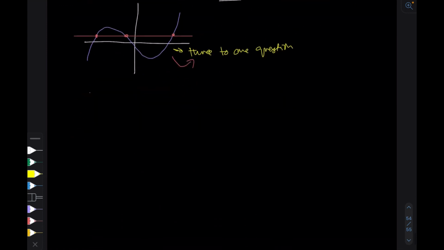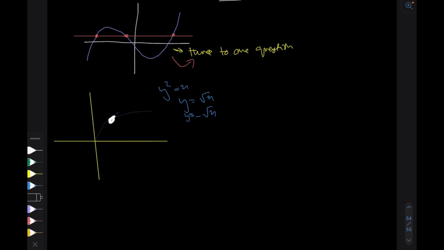And the last type of graph, which is not really a function, is what maybe some students get confused. For example, if I gave you, let's take y squared is equal to x, so y is root x and negative root x. And the graph looks something like this. Let me draw a neater graph. It looks something like this.